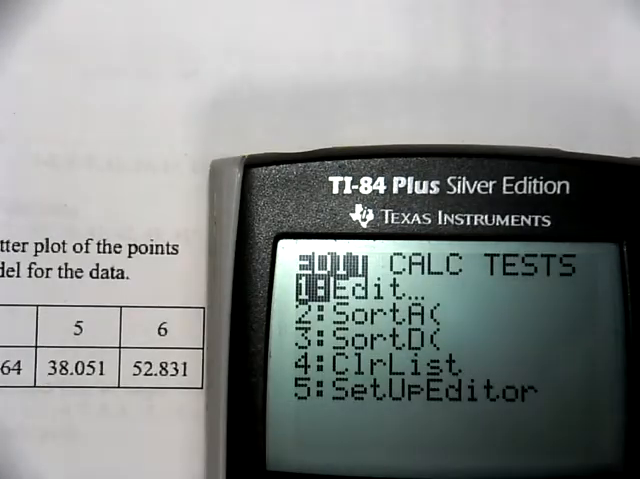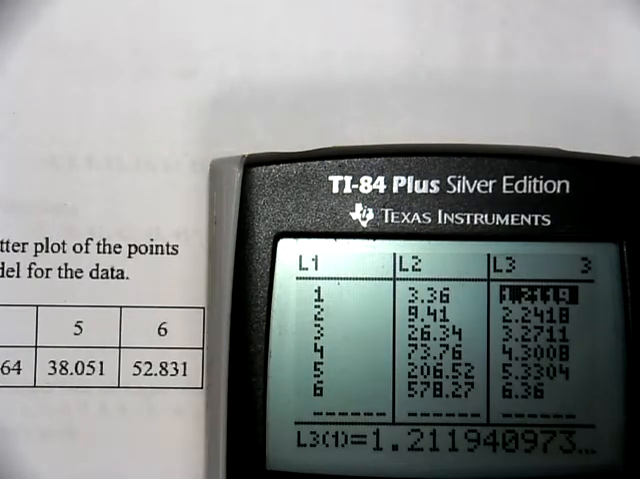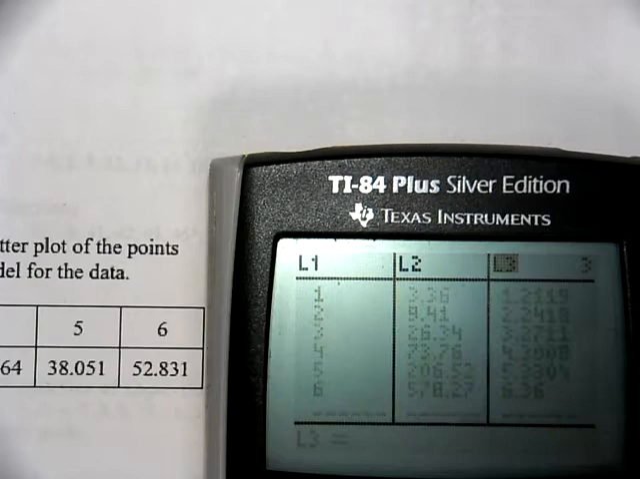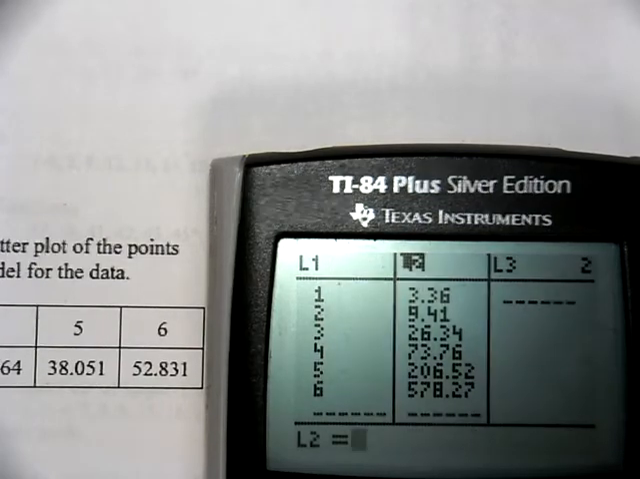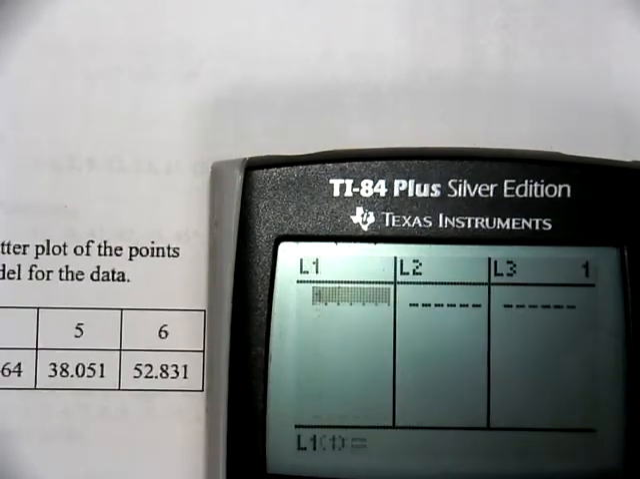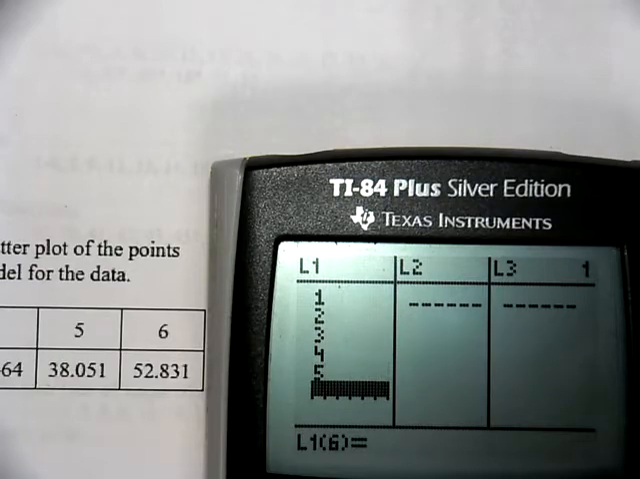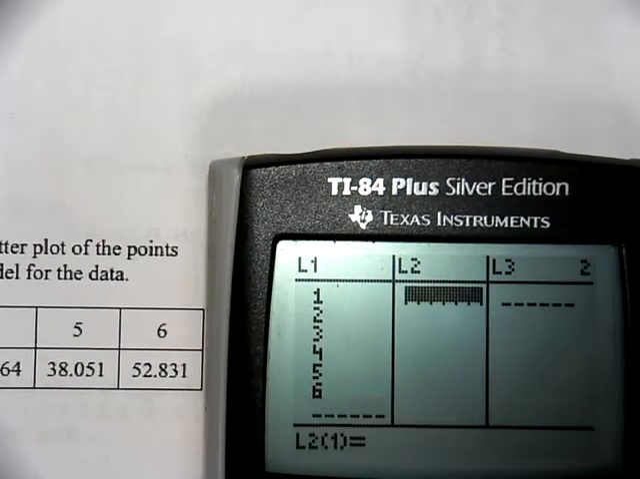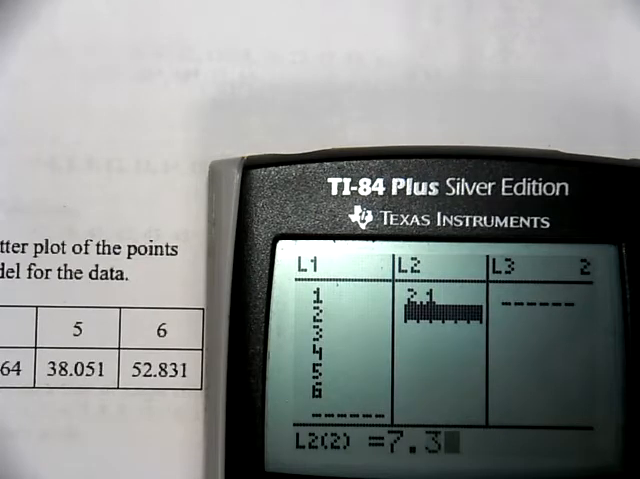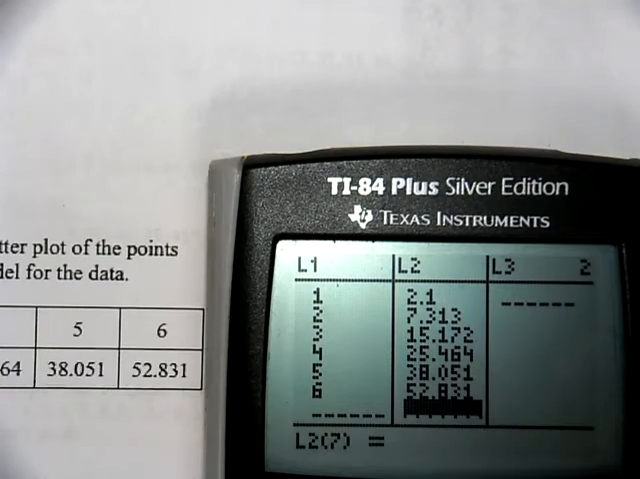So we go to Stat, down to Edit. We need to get rid of those values, so you hit Clear above them and Enter. Clear above them and Enter. Clear above them and Enter. Don't hit the Delete button. Okay, so 1, 2, 3, 4, 5. Apparently I didn't need to get rid of that list. 2.1. 7.31. So we plug all of our numbers in.